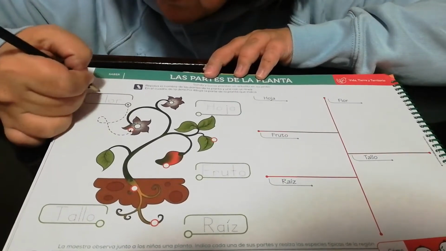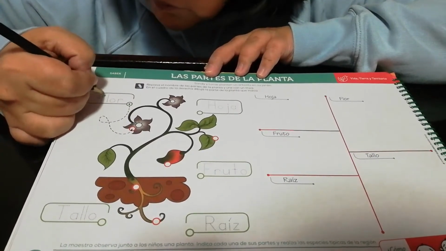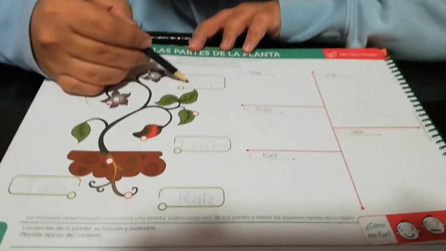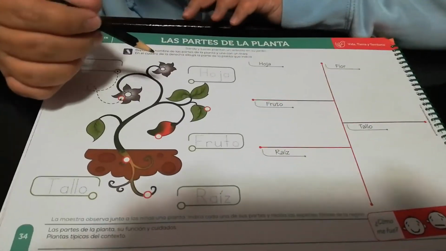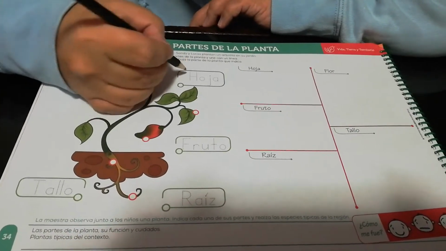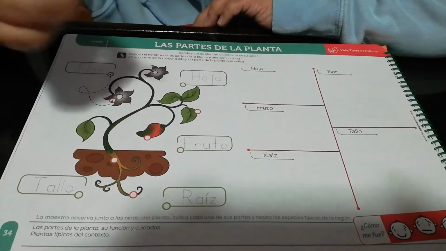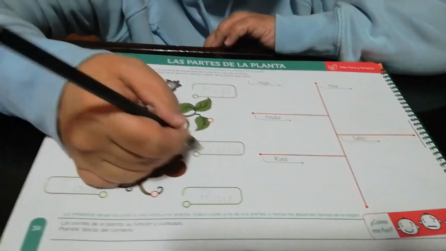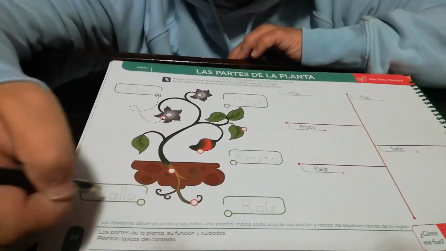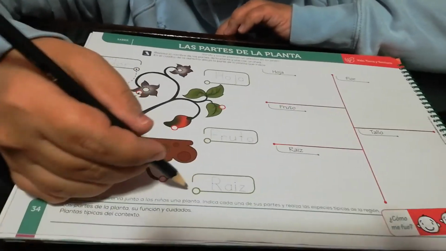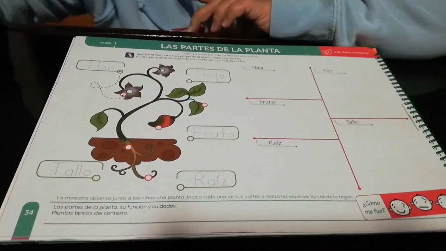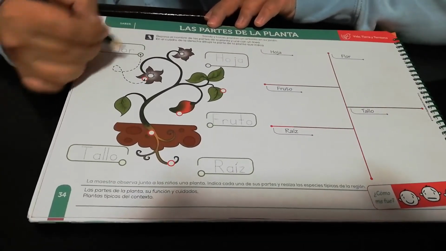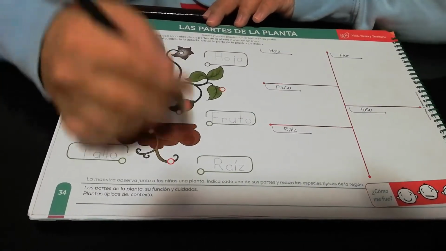This is the flower, in Spanish flor. You trace, you write flor. This is the leaf, okay? So we write hoja. We do the same thing here for the fruit, fruto, for the tallo, and for the root, okay? And then we make a line from the word to the part, okay?